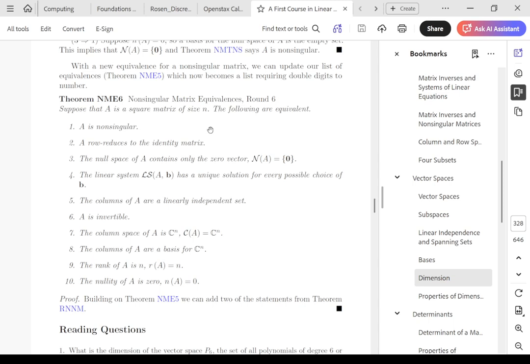So now we can add to our list here. We're up to 10 equivalent statements, where all of these mean the same thing. If I know one of these is true, the other 9 are also true as well.